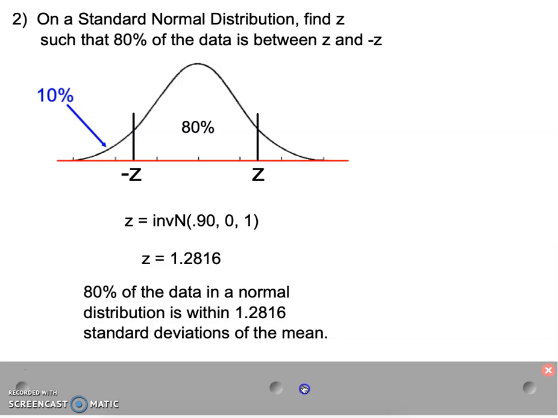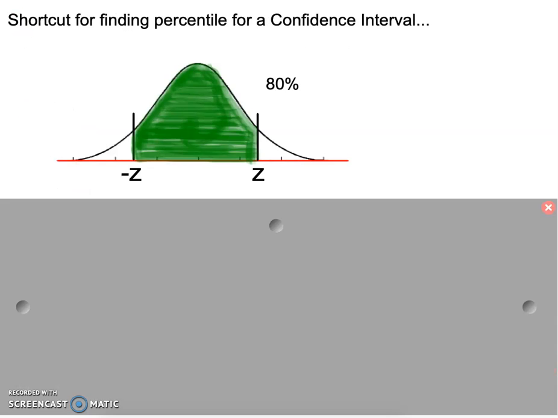What does that tell you? 80% of the data is within 1.28 standard deviations of the mean. All right, kind of a cool shortcut to actually figure out the percentile. The percentile again was 90%.